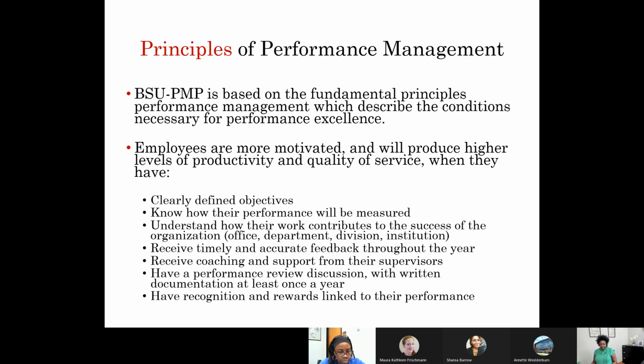And another thing, and this is me, I like to understand how my work contributes to the success of my department overall, even the division or the institution.